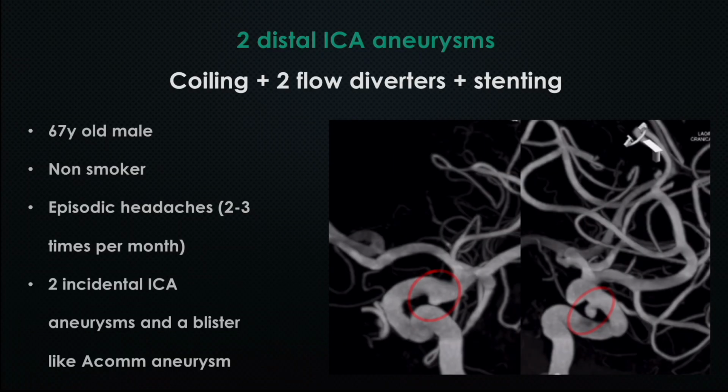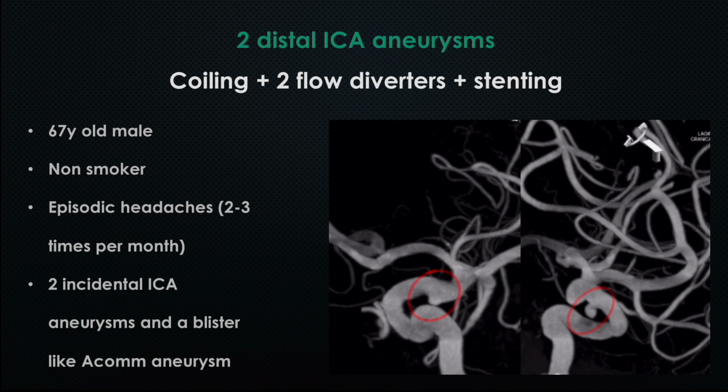Hello, dear colleagues. My name is Al Muhammad, and today we have two distal intracranial aneurysms of the right ICA, which we have treated with two flow diverters, coil embolization, and a microstent. The aneurysms were discovered incidentally, and the patient also has a blister-like aneurysm of the anterior communicating artery.